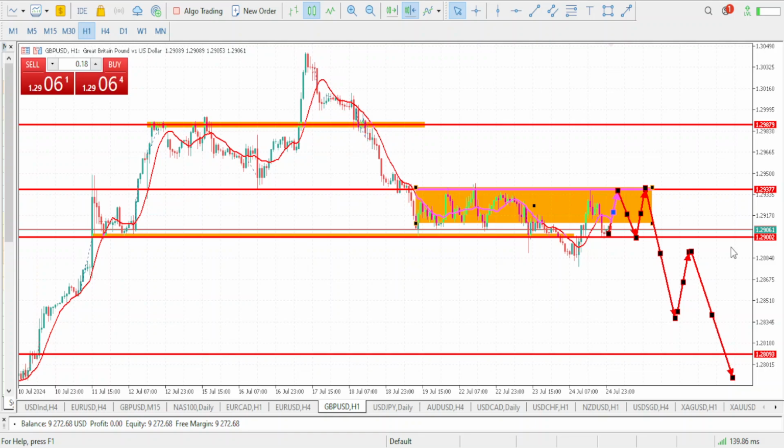So for long-term traders, swing traders, position traders, if you are going to be holding it for a long time, you should be shorting GBP USD.